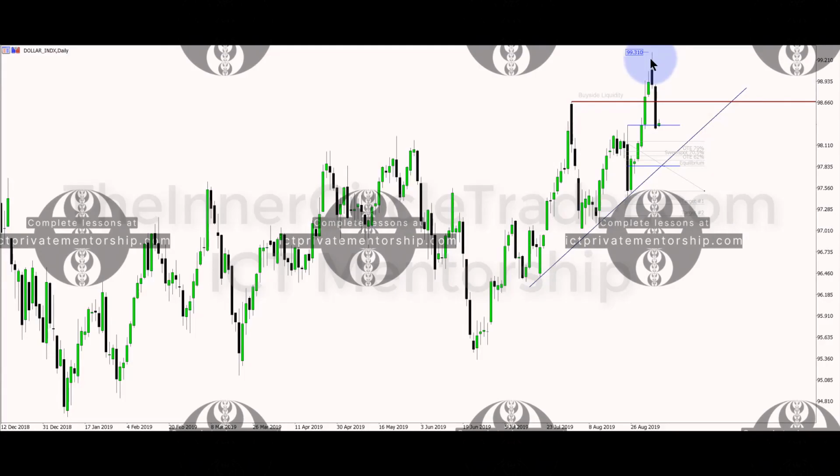That was on the heels of this volume imbalance being tagged on the dollar index. So everything is a mirror image. What I expect to see form on dollar index, I'm wanting to see the opposite form in euro dollar and on British pound versus USD.